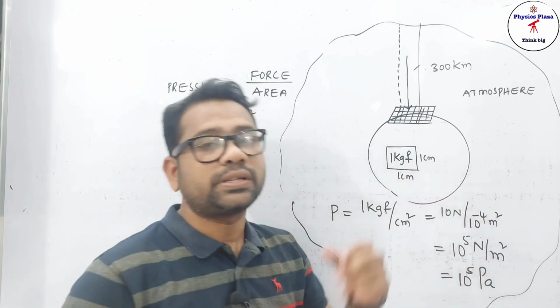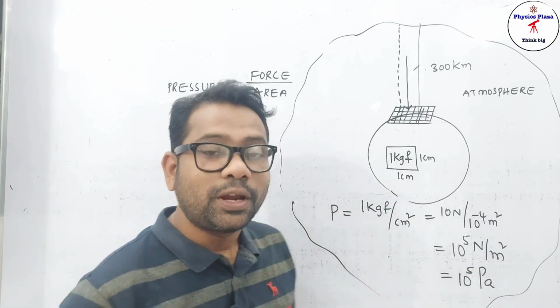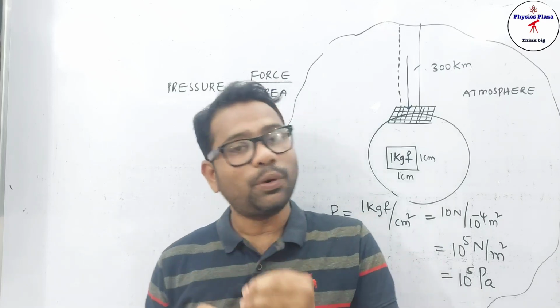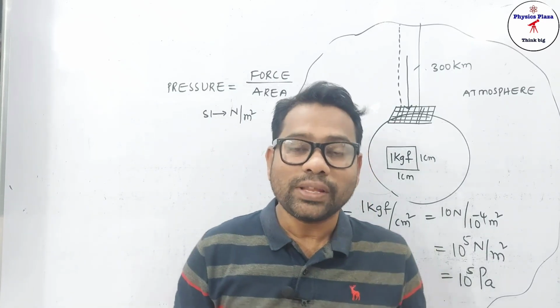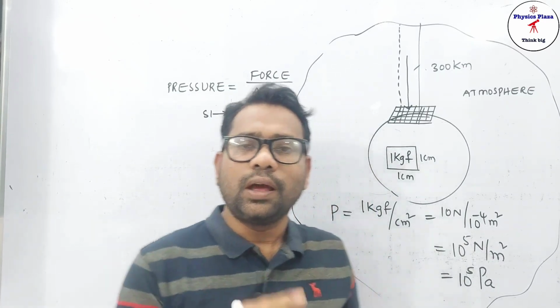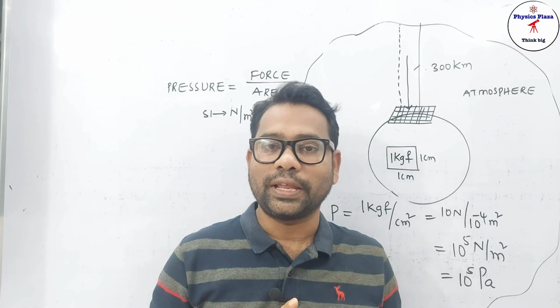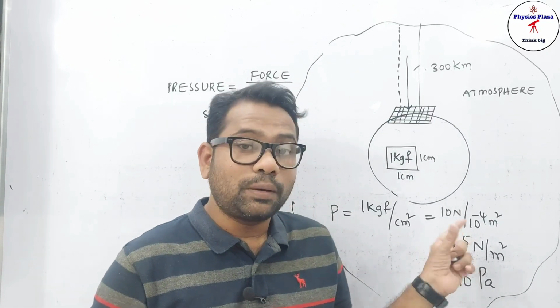10 power 5 Pascal pressure will act. Okay. Now here let us discuss an important point. It's very interesting, I can say that. What is that? Okay, children. So we know that on 1 meter square surface area, 10 power 5 Pascal pressure is acting.